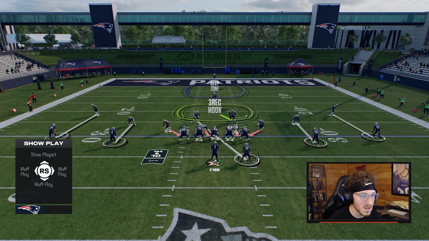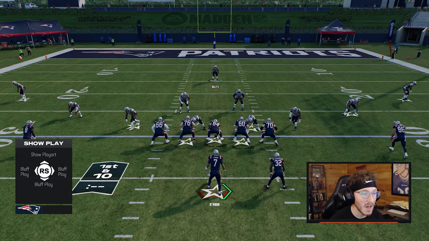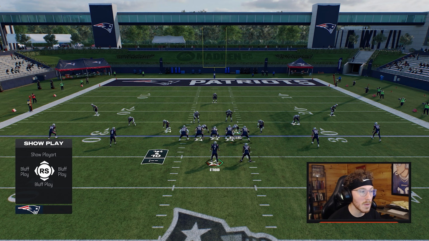Now, this yellow zone here, this guy can change dependent on the type of cover one call. Again, we will touch on that in a little bit. But in general, with cover one, we're going to get one deep safety and man coverage across the board. Now, the way that these players are going to play their man coverage in terms of their shading is going to be universal across all cover one calls as well.